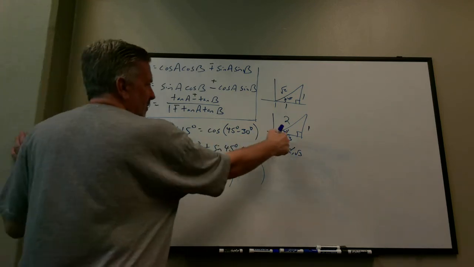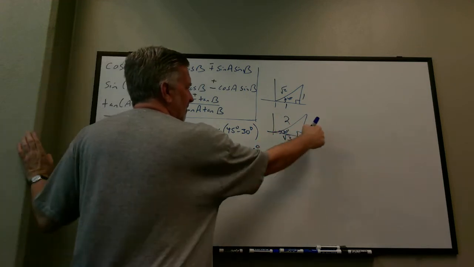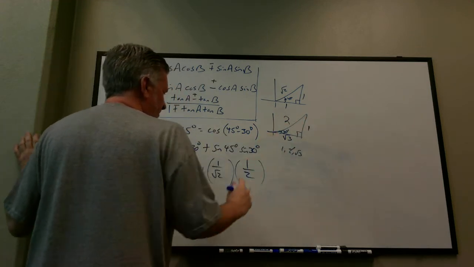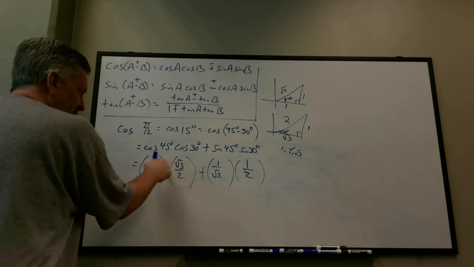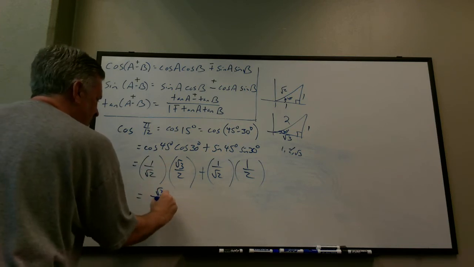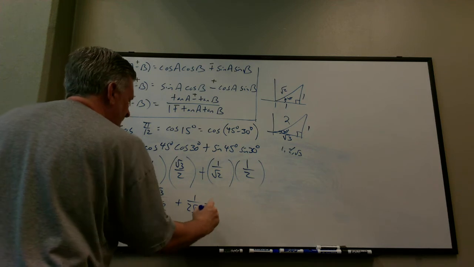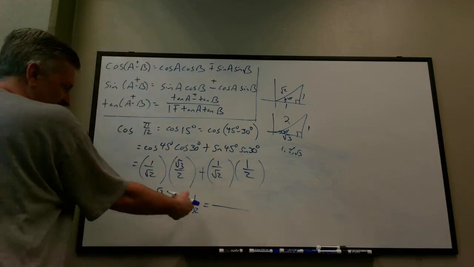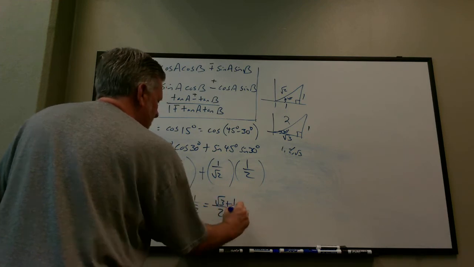And now we can do cosine and sine. So cosine of 30 degrees is adjacent over hypotenuse, square root of 3 over 2. Sine of 30 is opposite over hypotenuse, 1 over 2. And then we just multiply our fractions. To multiply fractions, multiply numerators, multiply denominators, you get square root of 3 over 2 root 2, plus 1 over 2 root 2. And to add fractions, you need a common denominator, which we have. And so you get square root of 3 plus 1 over 2 root 2.